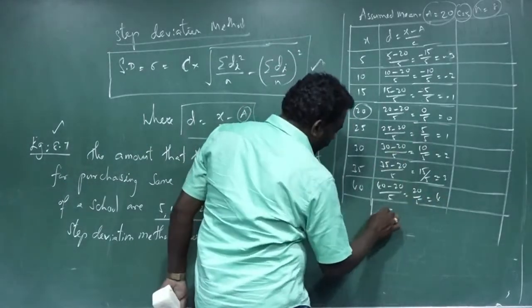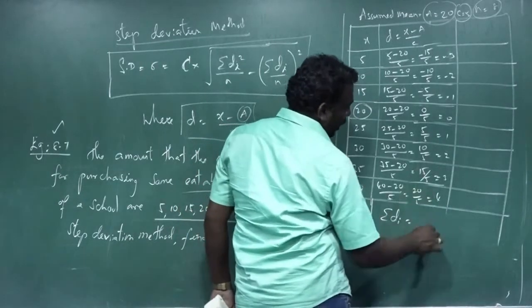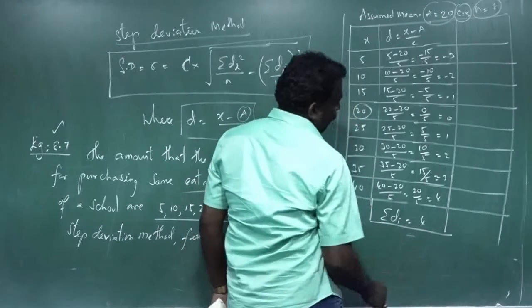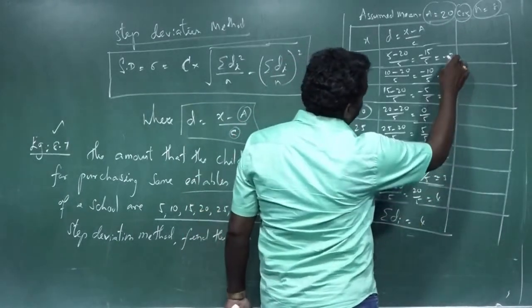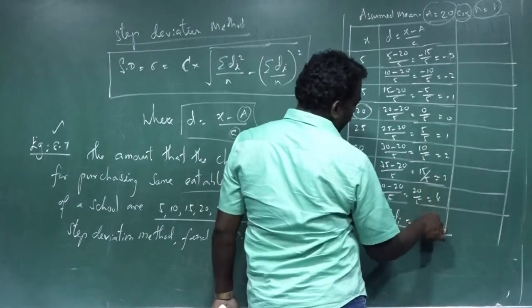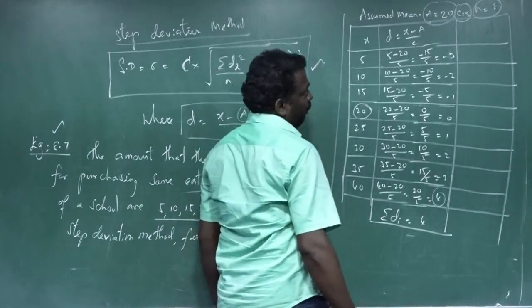And this is called dA, and the summation of dA, that is, add each term and that value becomes 4. The minus terms: minus 3 plus 3 cancel, minus 2 plus 2 cancel, minus 1 plus 1 cancel, remaining only the value 4. So the summation of dA is equal to 4.